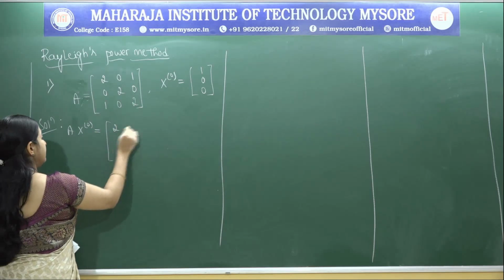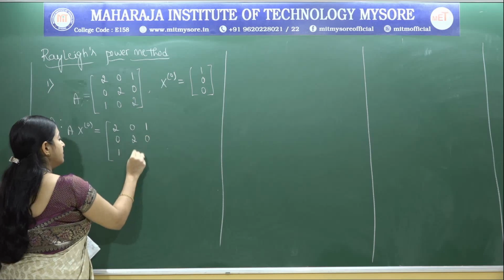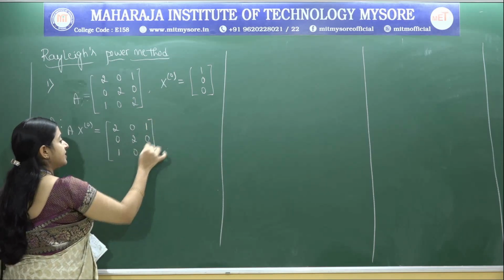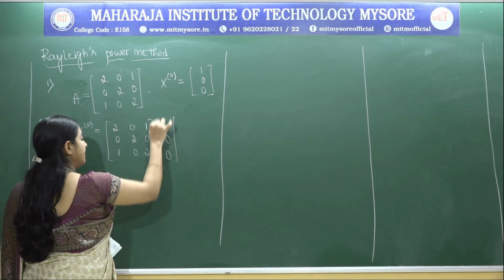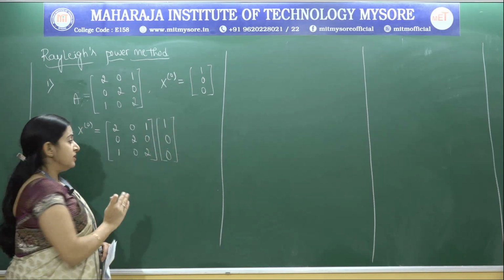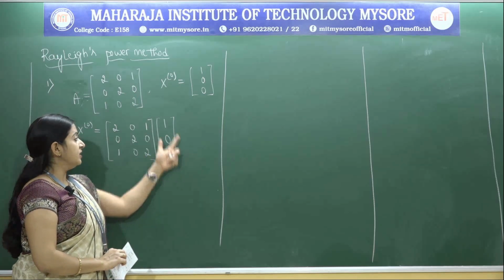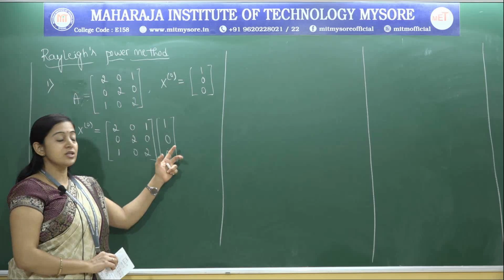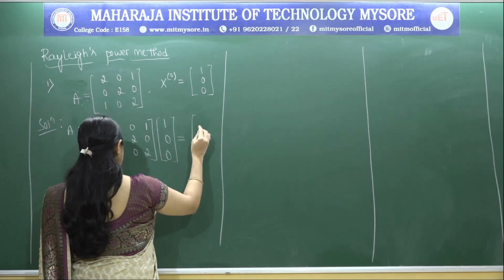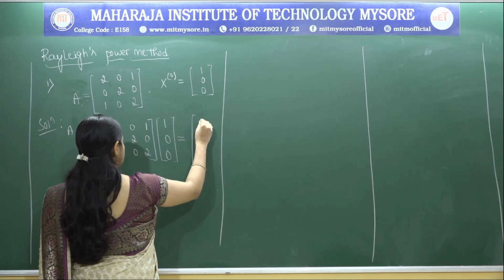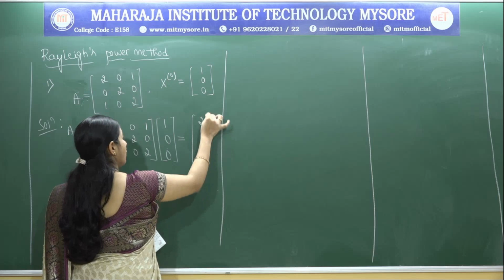So write the matrix A, 2, 0, 1, 0, 2, 0, 1, 0, 2. Next, the initial matrix 1, 0, 0. So calculate this in your calculator. First one is the matrix of order 3 cross 3. The second one, 3 rows and 1 column. It is of order 3 cross 1. So we will get the answer 2, 0 and 1.